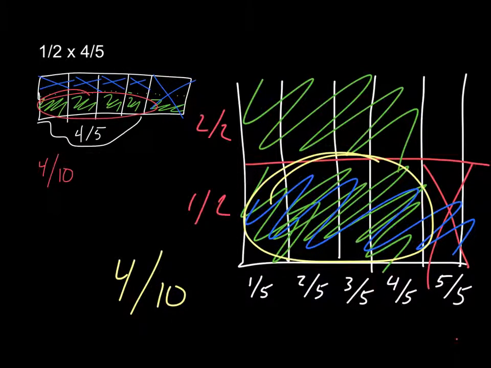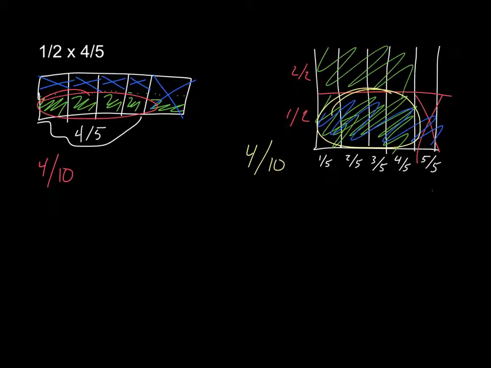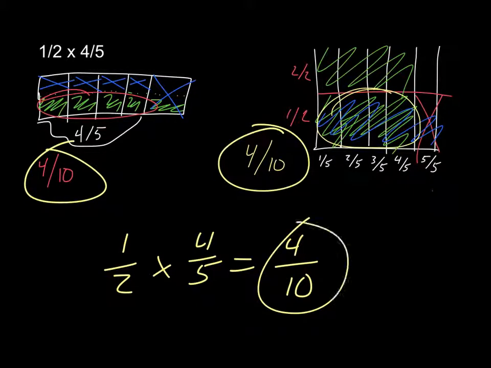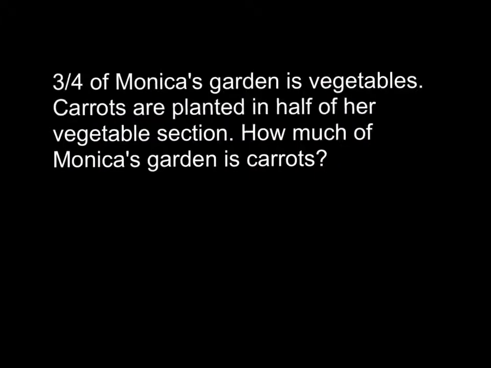If I were to solve this using the standard algorithm, I'd do 1/2 times 4/5. And remember, with multiplying, just go straight across. 1 times 4 is 4, 2 times 5 is 10, and you have 4/10, solving this 3 different ways. Try this one on your own.